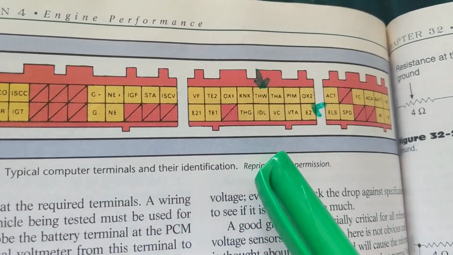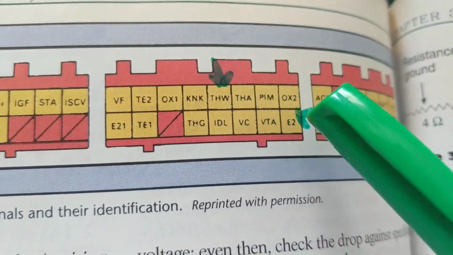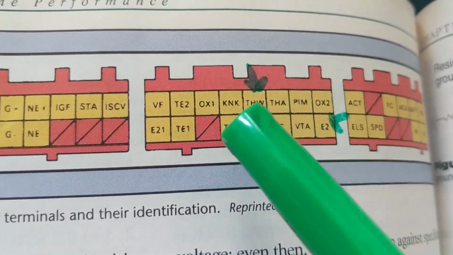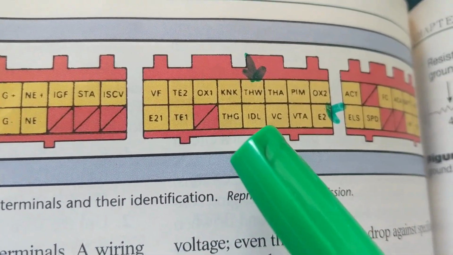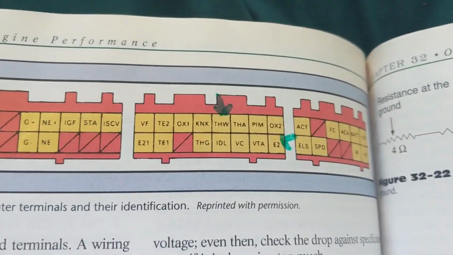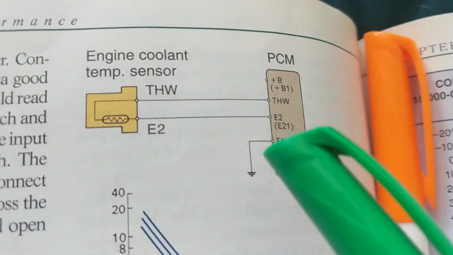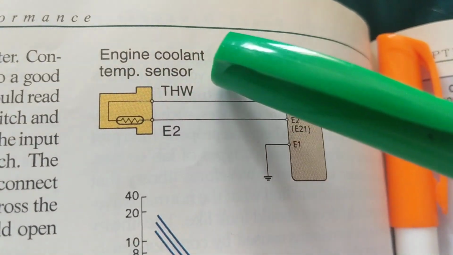But let's go with this case. Let's say we're trying to find out THW and E2, what it stands for, where it goes. Our option is to buy the manual and try to figure out what it stands for. The other option is, let's go try to find where it's connected to in the schematic itself. Now, this is not an actual schematic, this is a pictorial. So we went over THW and E2.